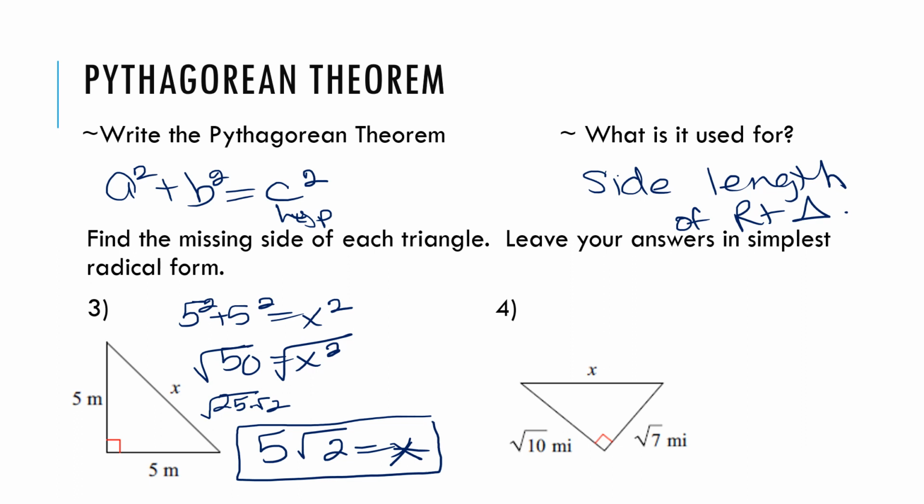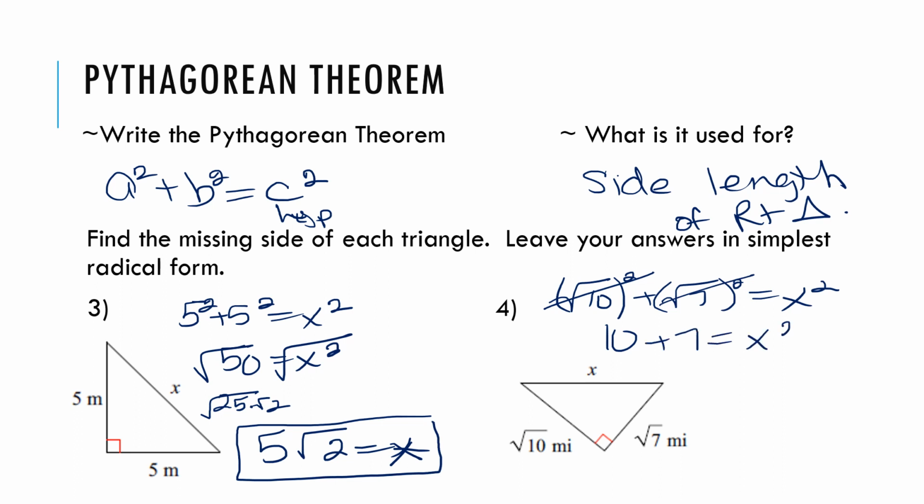All right, example 4. Even though the diagram is a little bit off kilter, still the leg lengths are the two that are given, the square root of 10 and the square root of 7. So we're going to do the square root of 10 squared plus the square root of 7 squared equals the hypotenuse squared, which is x squared. So the square root of 10 squared reduces to 10. The square root of 7 squared reduces to 7. So x squared equals 17. And again, we'll take our square root. The length of the hypotenuse is the square root of 17.